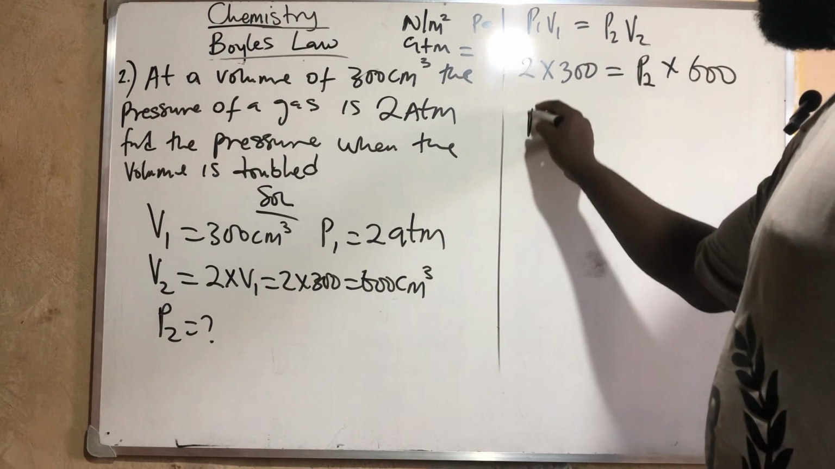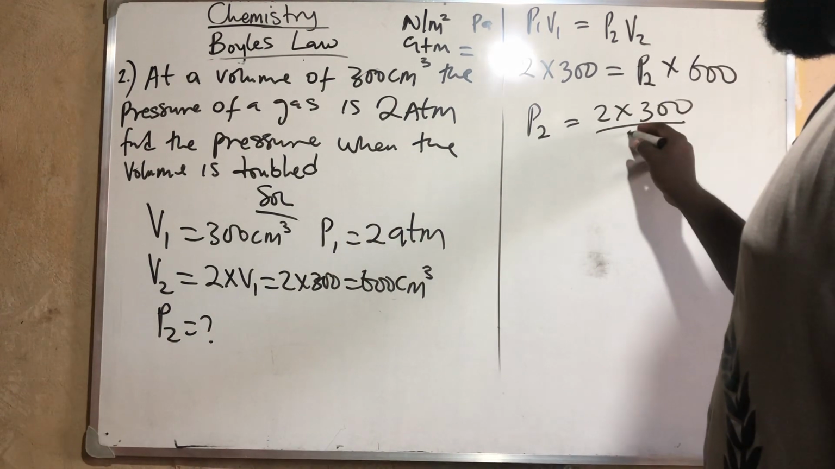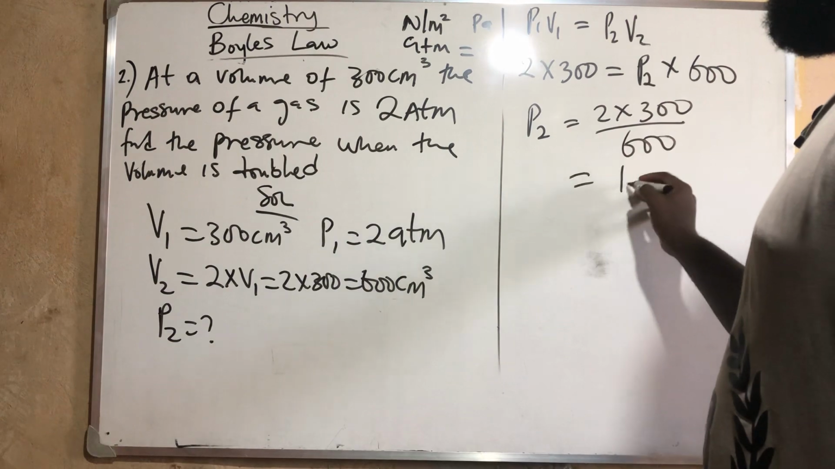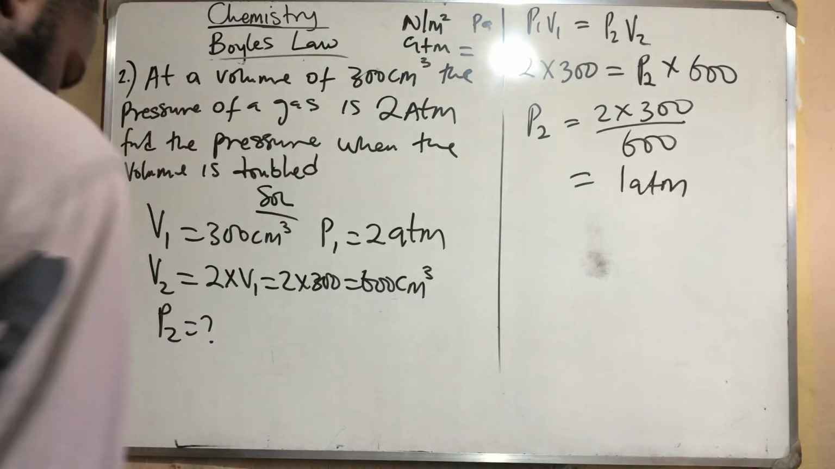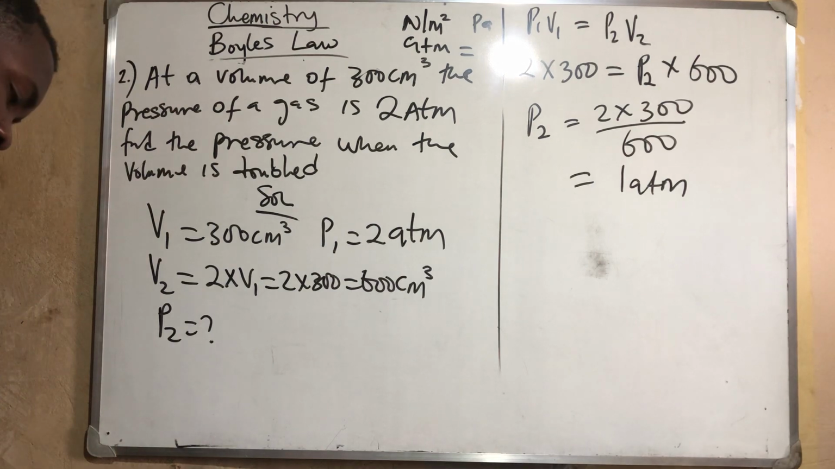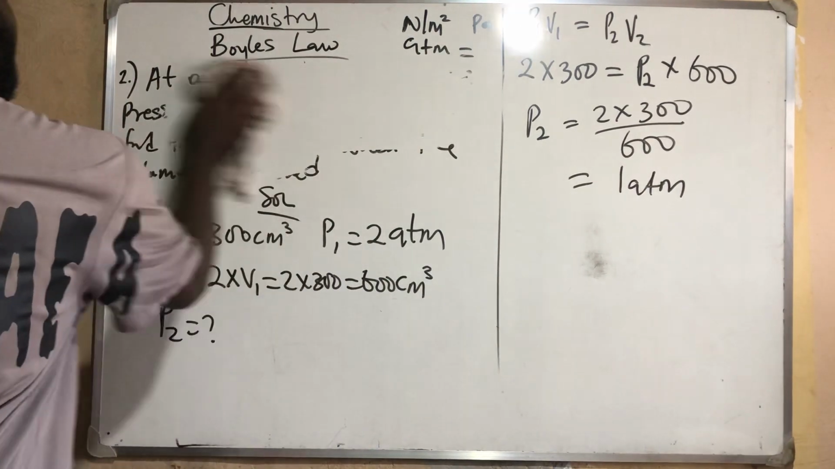So what do we have? We now have that P2 will be 2 times 300 divided by 600. So what do you have? 1 atm, right? So that is that. Very, very simple. So look at the next question.